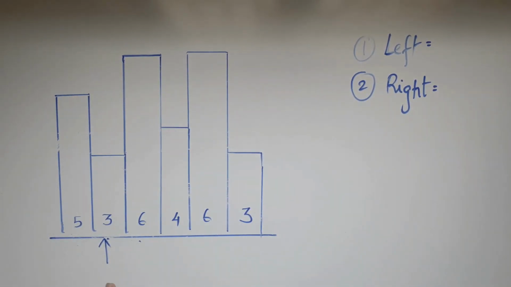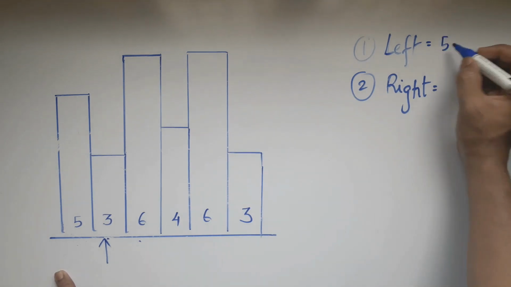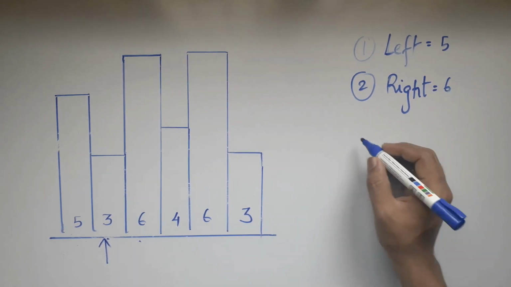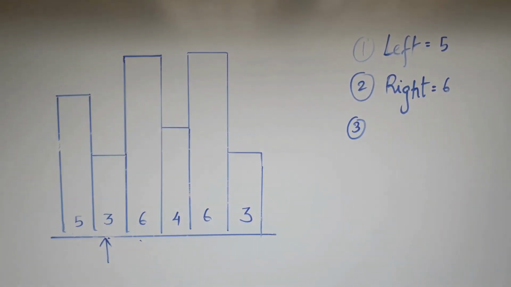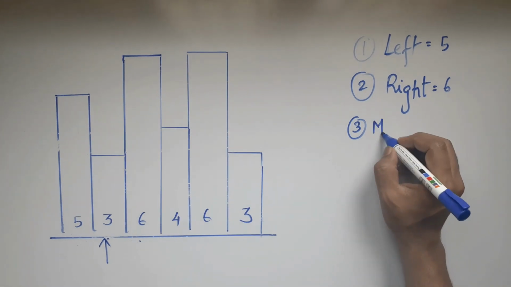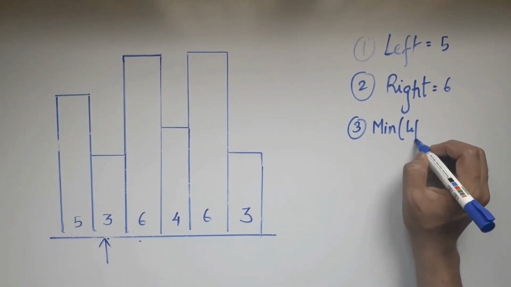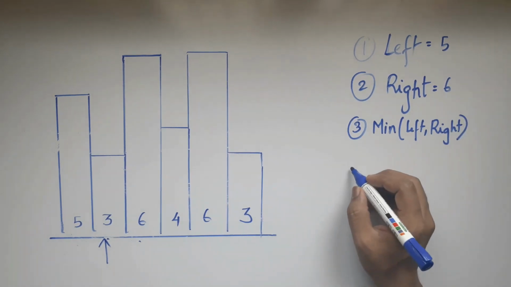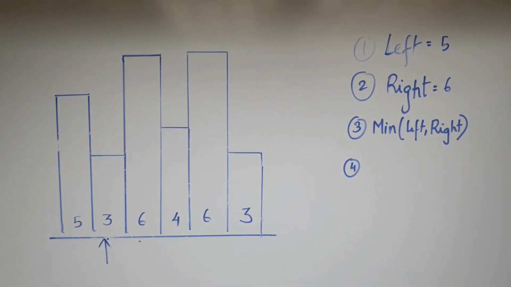In this case, the largest element on its left is 5. We have just one element here. Out of 6, 4, 6, 3, the largest element is 6. So right is 6. The third step is to find the minimum between this left and right. And from this value, we have to calculate how much we can store at the current index.